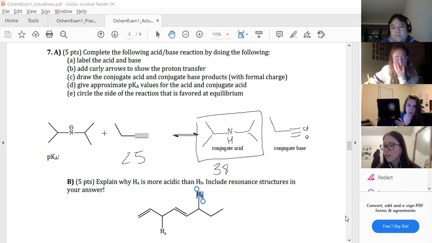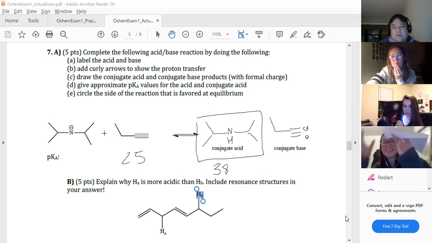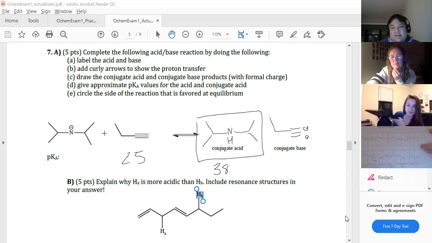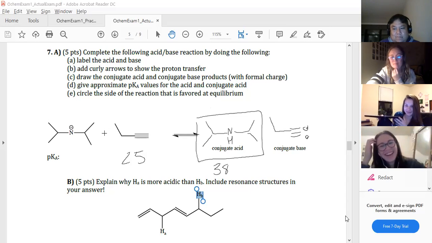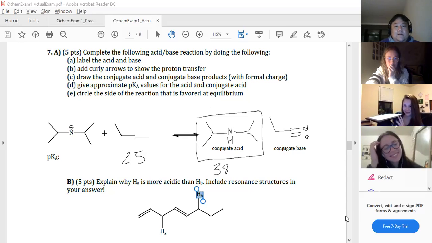How did you get 38? Memorized it? Oh, right. That's correct. Okay, that's fine. Don't worry about it. Just know that that's what that chart's for, right? It tells you the exact values.